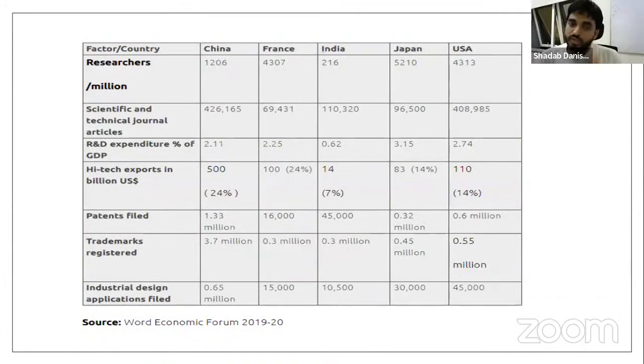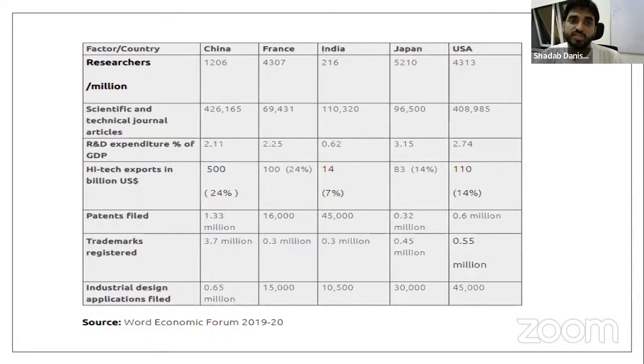This is also showing that our manufacturing units have not reached that level, where patenting is still at a lower stage. And also look at this World Economic Forum data, which says that scientific and technical journal articles in China, you just see how much that is, more than 4 lakhs, whereas in India it is 1,10,000. We are quite behind.